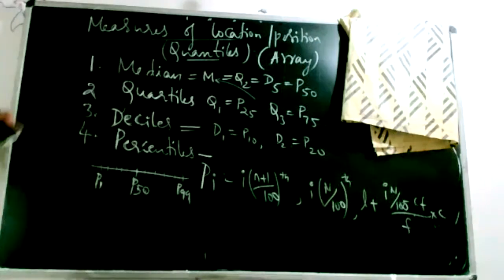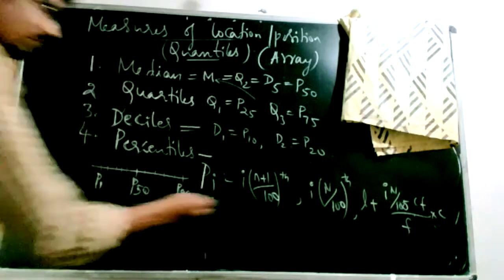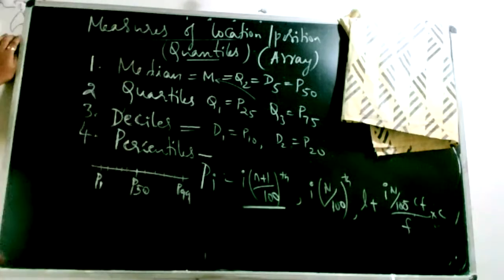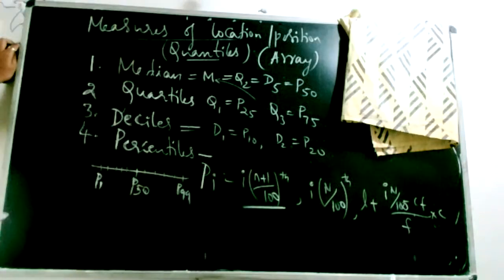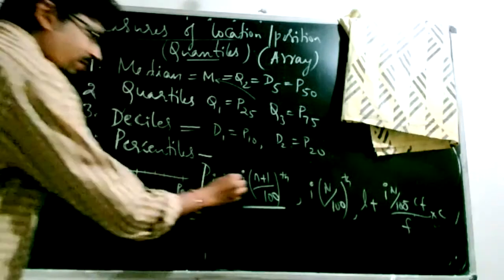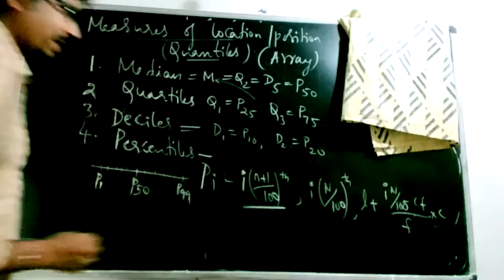We'll see how to obtain this numerically. Median was easy, we could just divide by 2 and identify the middle value easily. But identifying the 5th value, 6th value, or 5.6th value, 4.3rd value becomes difficult. So we'll see how to compute them numerically in the next class.